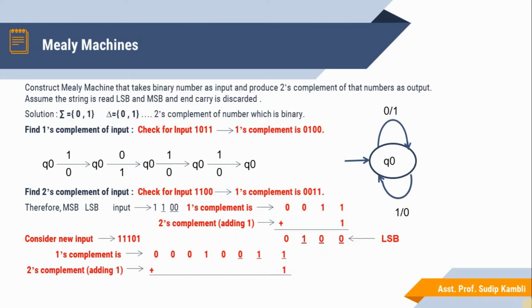So 1 plus 1 is 0, then carry forward 1. 1 plus 1 is 0, so carry forward 1. So 1 plus 0 is 1, 0 plus 0 is 0. So 1 is similar, 0 and 0 are 0. The 2's complement value is 0 0 0 1 0 1 0 0.